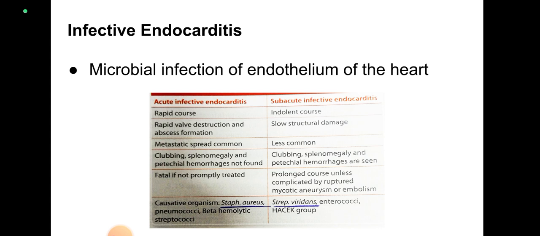Clubbing, splenomegaly, petechial hemorrhages are not found in acute type while they are found in subacute type. Acute type is fatal if not promptly treated, while subacute type has a prolonged course and is less complicated by ruptured mycotic aneurysm or embolism. Causative organism for acute type is Staph aureus, while in case of subacute, it is Streptococcus viridans.